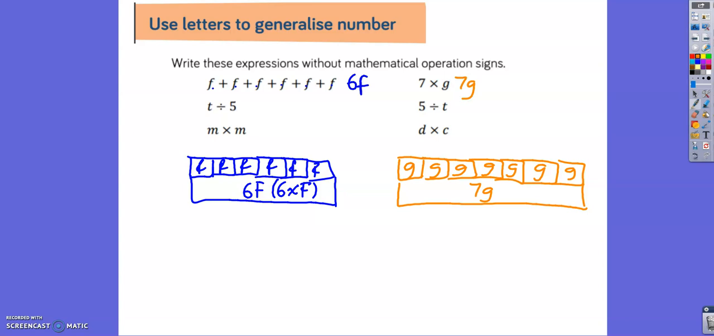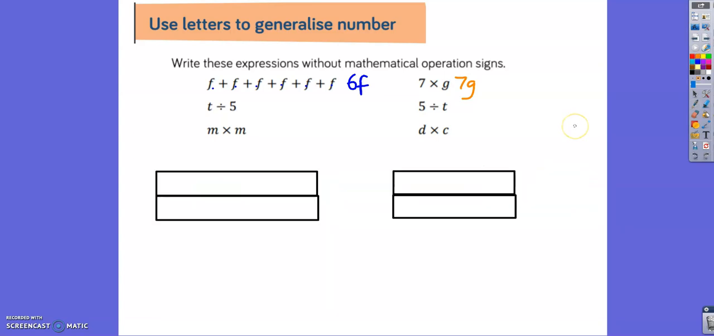Let's move on and have a look at division. Now for this purpose I have pre-organized bars. Beforehand I used blocks. Now I've got pre-organized bars. So let's have a little look at t divided by 5. So t divided by 5, we know we have t, and we're dividing it into 5 equal parts. We're dividing by 5. So 1, 2, 3, 4, 5. So that's what that would look like as a bar model.